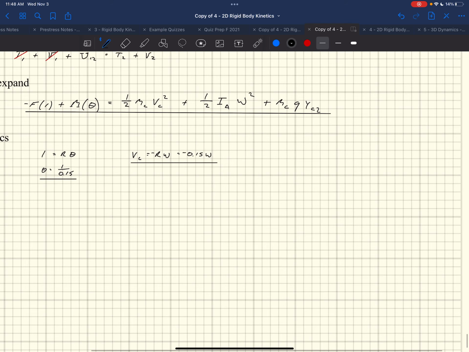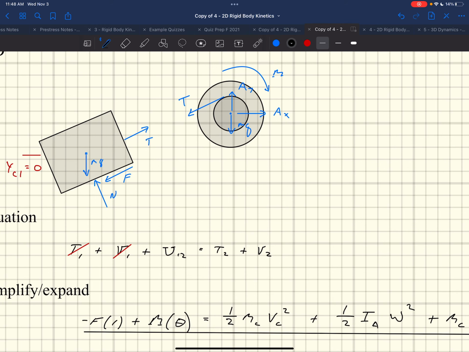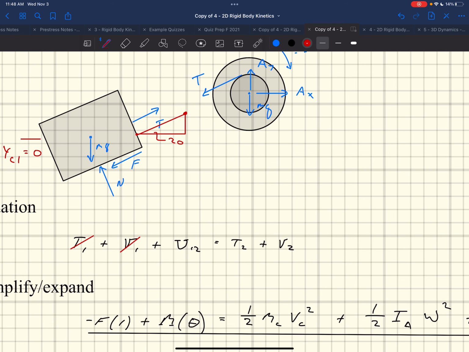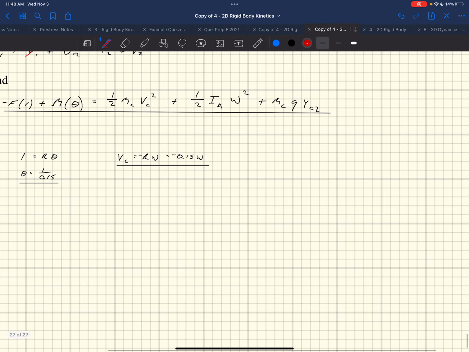We got one more, YC2. YC2, we're looking at this triangle here. It's going from here up 1 meter to here, so it's like that. All right, and this angle right there, what is that, 20? So that right there is YC2, which is equal to 1 times sine of 20.